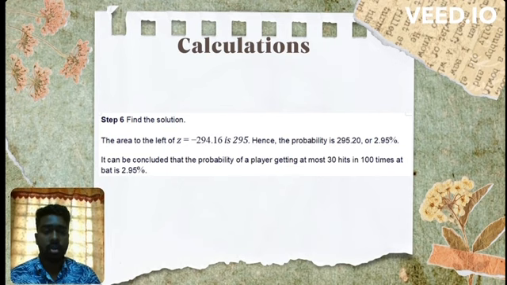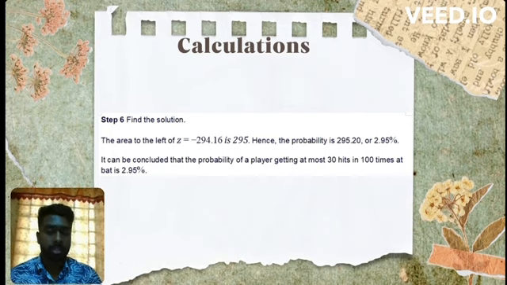295.20 or 2.95%. It can be concluded that the probability of a player getting at most 30 hits in 100 times at bat is 2.95 percent.